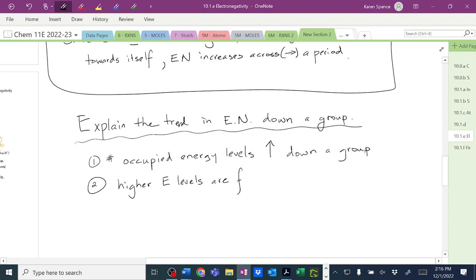We'll do that as well. You can attack this from two different directions. You can do one first and then the other. And therefore, bonding electrons are farther from the nucleus. Okay.